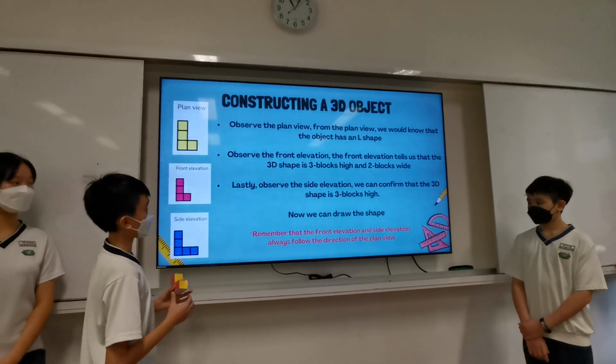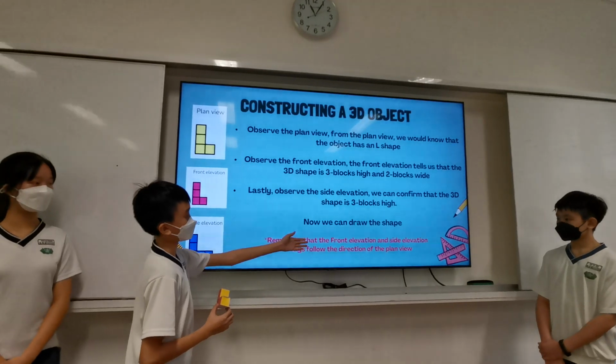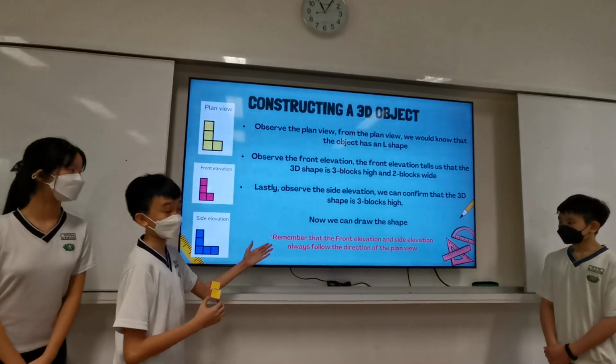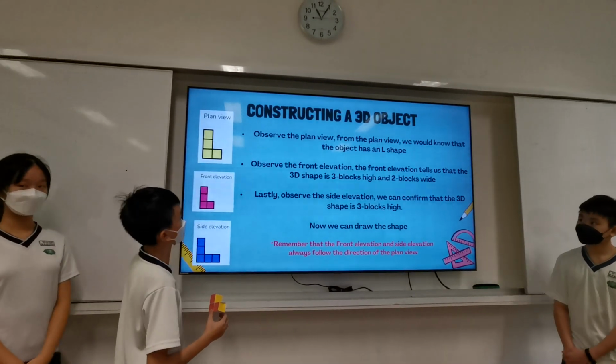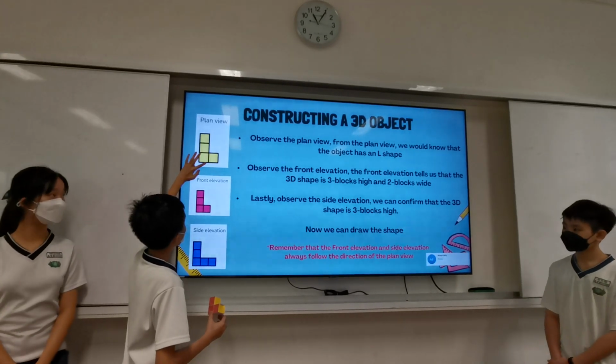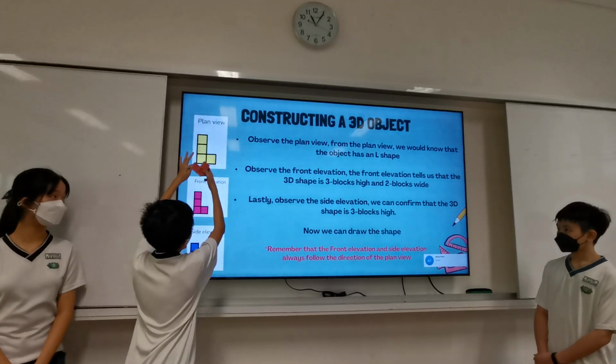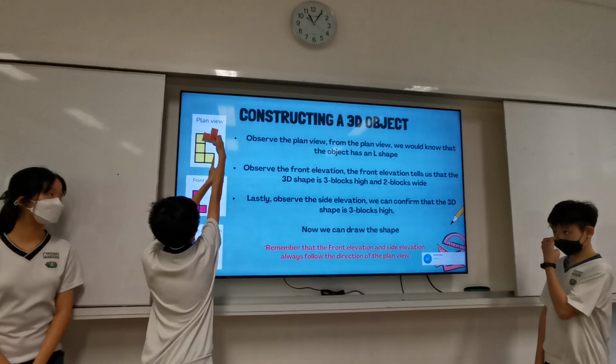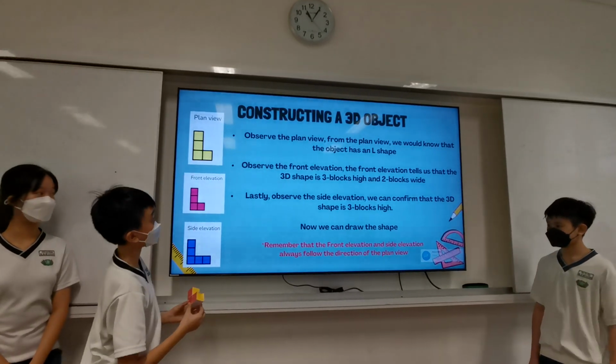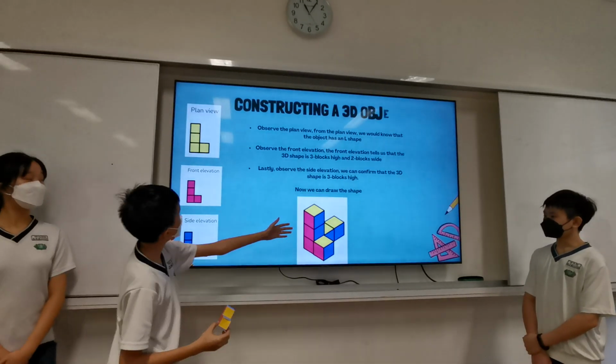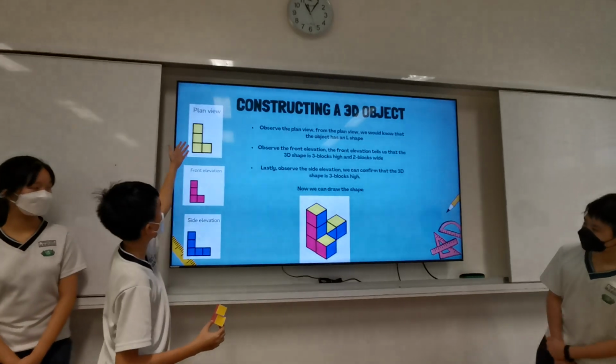And now we can draw the shape. Remember, the front elevation and side elevation always follow the direction of the plan view. So it means that the front elevation will be here, the L shape will be here, and side elevation will be here. So this would be the 3D object for this.